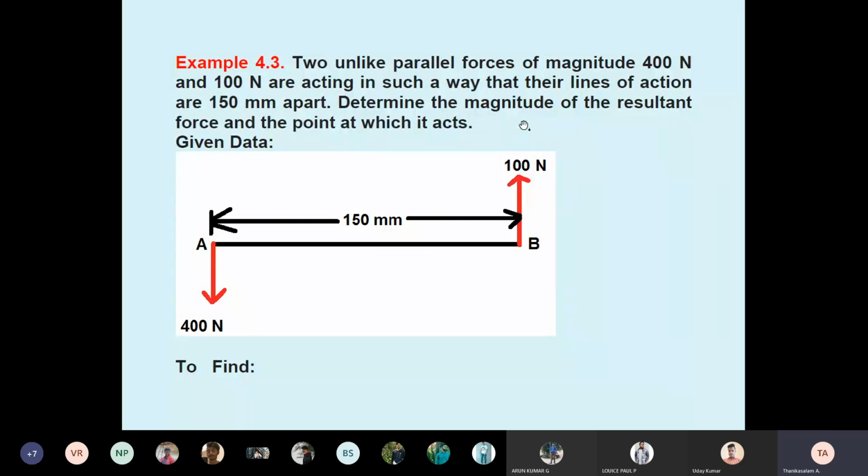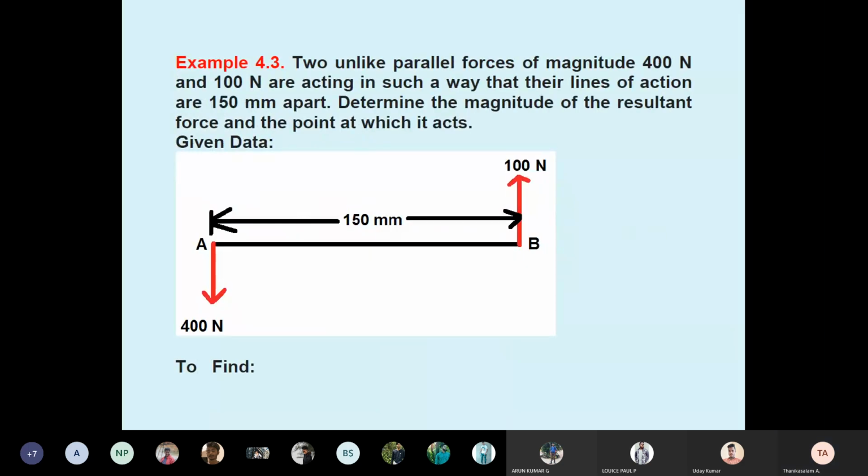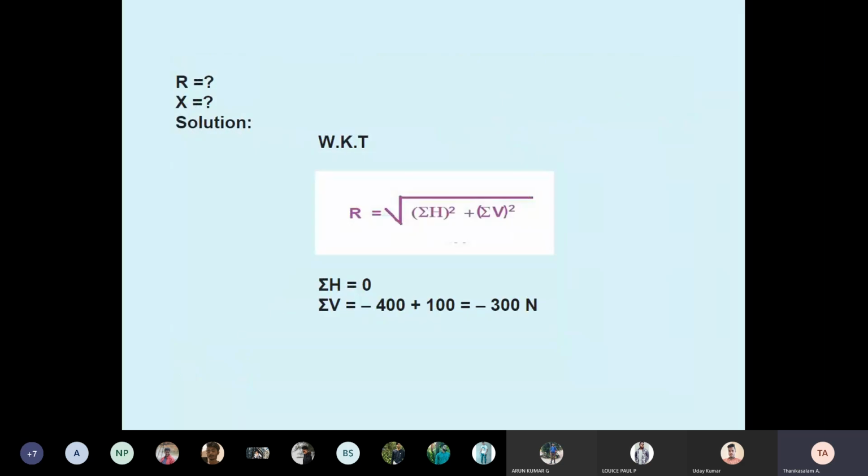They asked to determine the magnitude of the resultant and the point at which it acts. So we know resultant R equals question mark, x equals question mark. What is the resultant formula? Square root of summation H square plus summation V square. So what is H? Arun Kumar, is any horizontal force acting in the figure? No, sir. Horizontal means x direction. There is no x direction force. That's why I put summation H equal to 0.